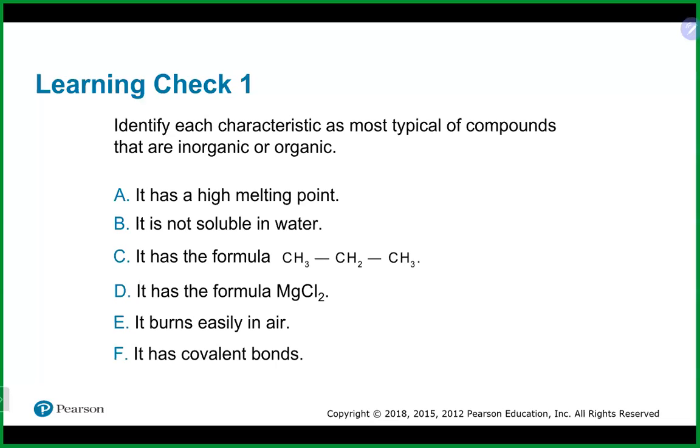All right, so each characteristic most typical of inorganic or organic. High melting points is inorganic, yes. Is not soluble in water, is typically organic. Has a form of carbons and hydrogens, that is your basic organic setup. Has a form of magnesium chloride, that's a metal and a non-metal, which means it's ionic, right? Which means it's going to be an inorganic guy.